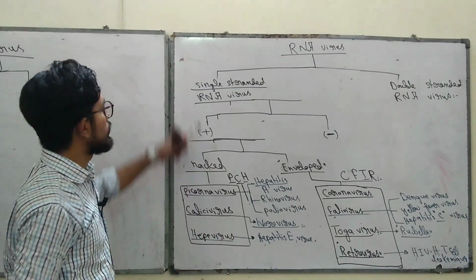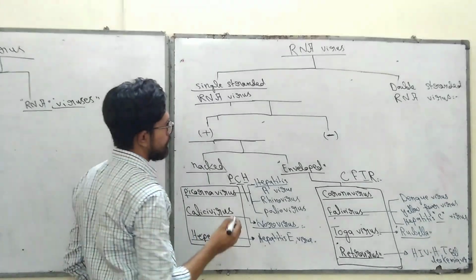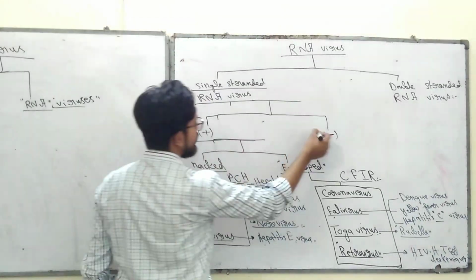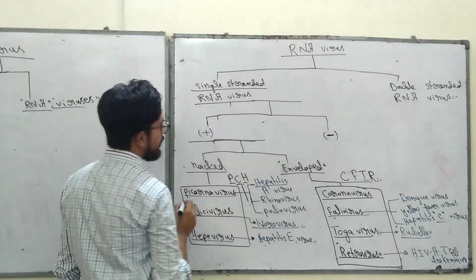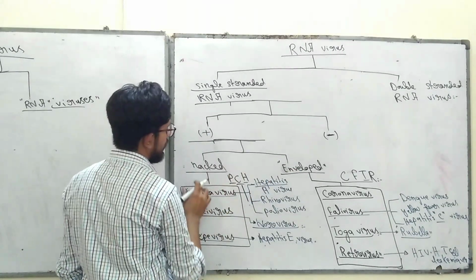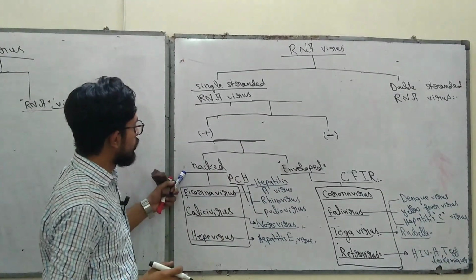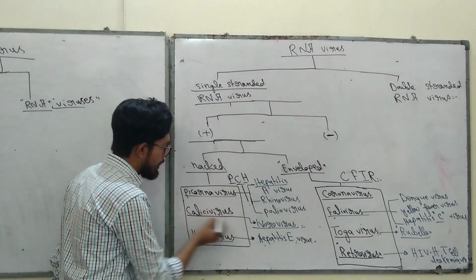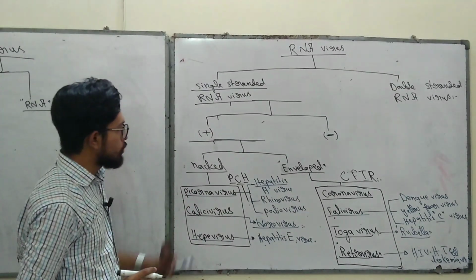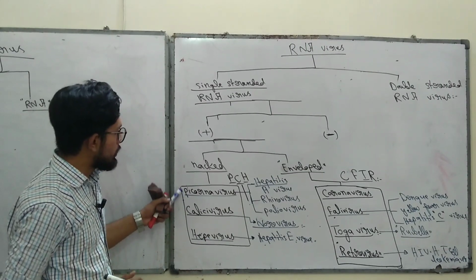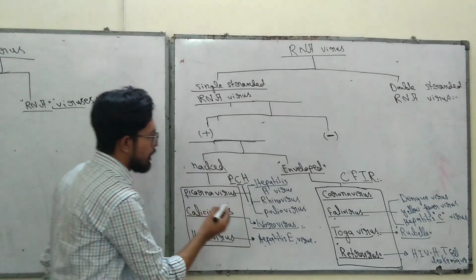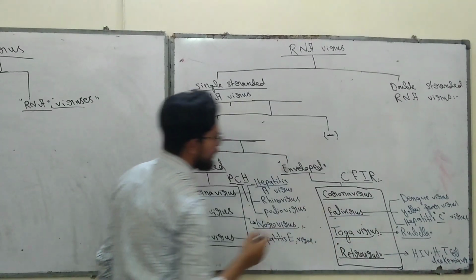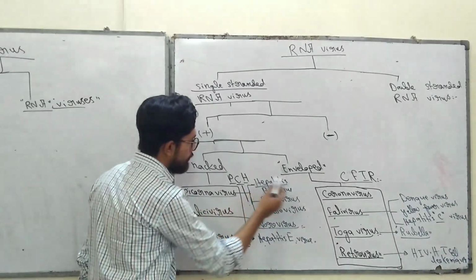So first of all, single-stranded RNA viruses are further divided into positive polarity and negative polarity. Positive polarity viruses are further divided into naked and enveloped. If it is naked, it means there is no envelope in these viruses. These viruses are picornavirus, calicivirus, and hepevirus. And one thing you have to remember here is that the viruses in the boxes are families, and these families contain different viruses.